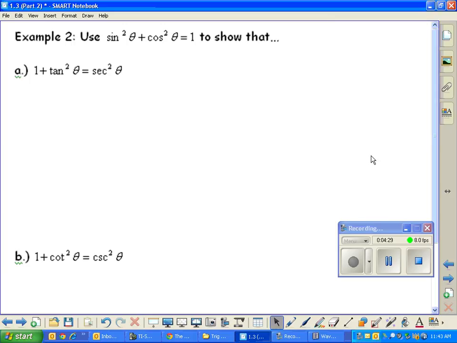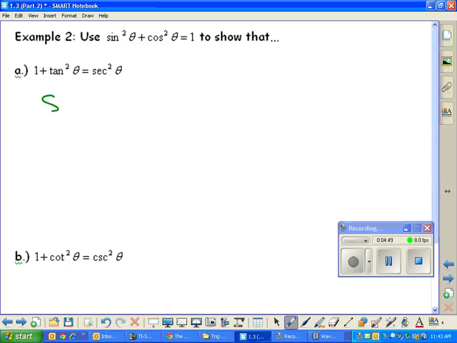Example 2. They want us to use what we just established, sine squared theta plus cosine squared theta equals 1, to show that this is true and this is true. Okay? So we'll do this one together, and then I'm going to have you try this one on your own.